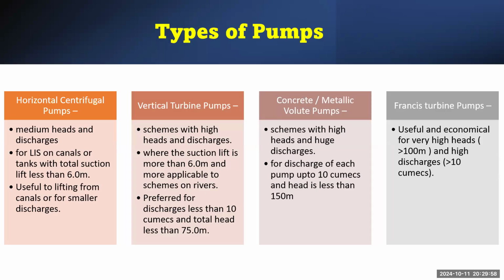Now, different types of pumps can be used for a lift irrigation scheme. The type of pump depends on the suction lift and the discharge through the rising line. Based on these two points, different types of pumps can be suggested. First is the horizontal centrifugal pump. This type of pump is used for minimum heads and discharge, where the total suction lift is less than 6 meters. In that case, the horizontal centrifugal pump is used, and also the discharge is small.